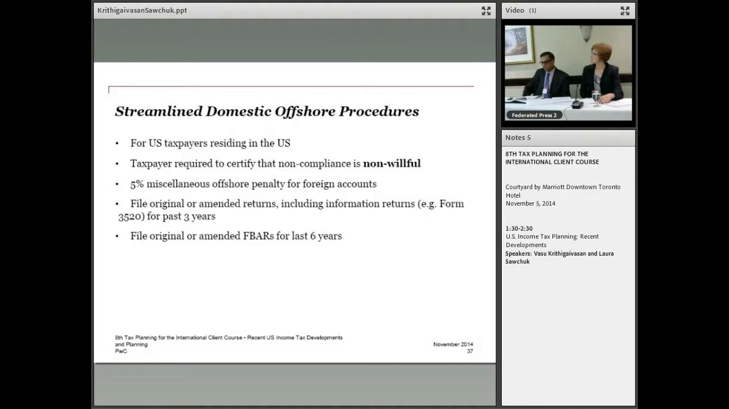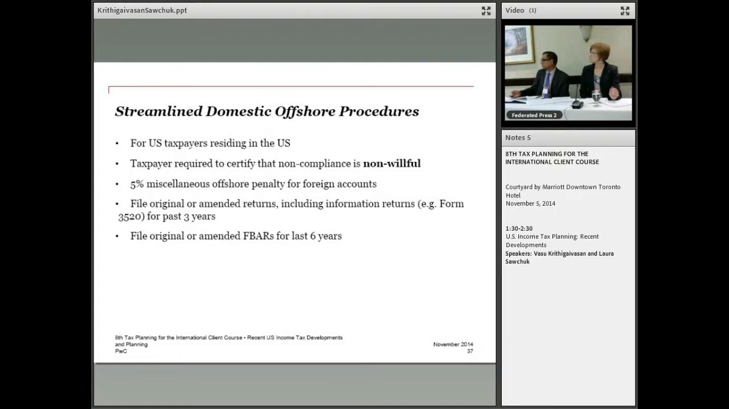But unlike the non-resident procedures, the U.S. taxpayer is subject to a penalty, and the penalty is 5% on the aggregate year-end balance or value in all of the accounts. And the resident taxpayer would also have to backfile the returns and the foreign bank account reporting.